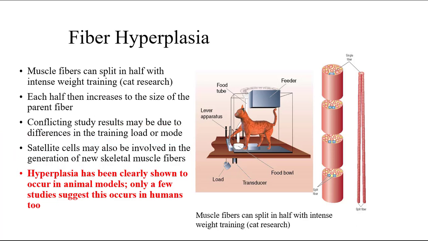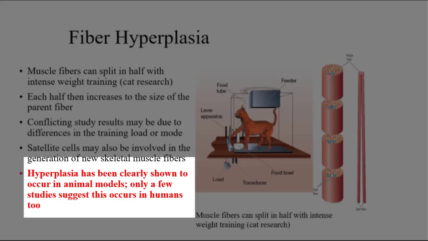Did you remember satellite cell? I explained it previously for hypertrophy, right? When I explained hypertrophy. And hyperplasia has been clearly shown to occur in animal model. Only a few studies suggest this occurs in human too.